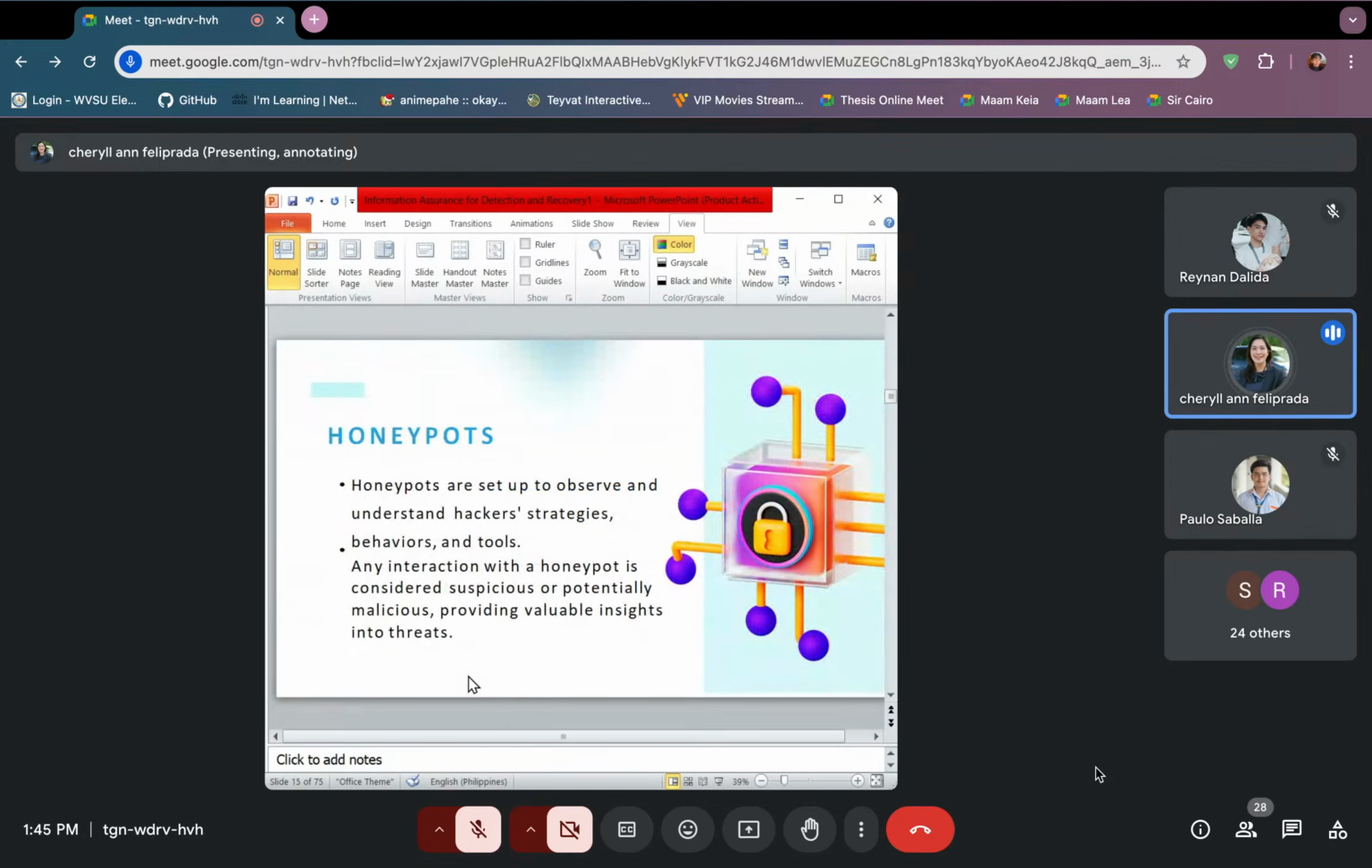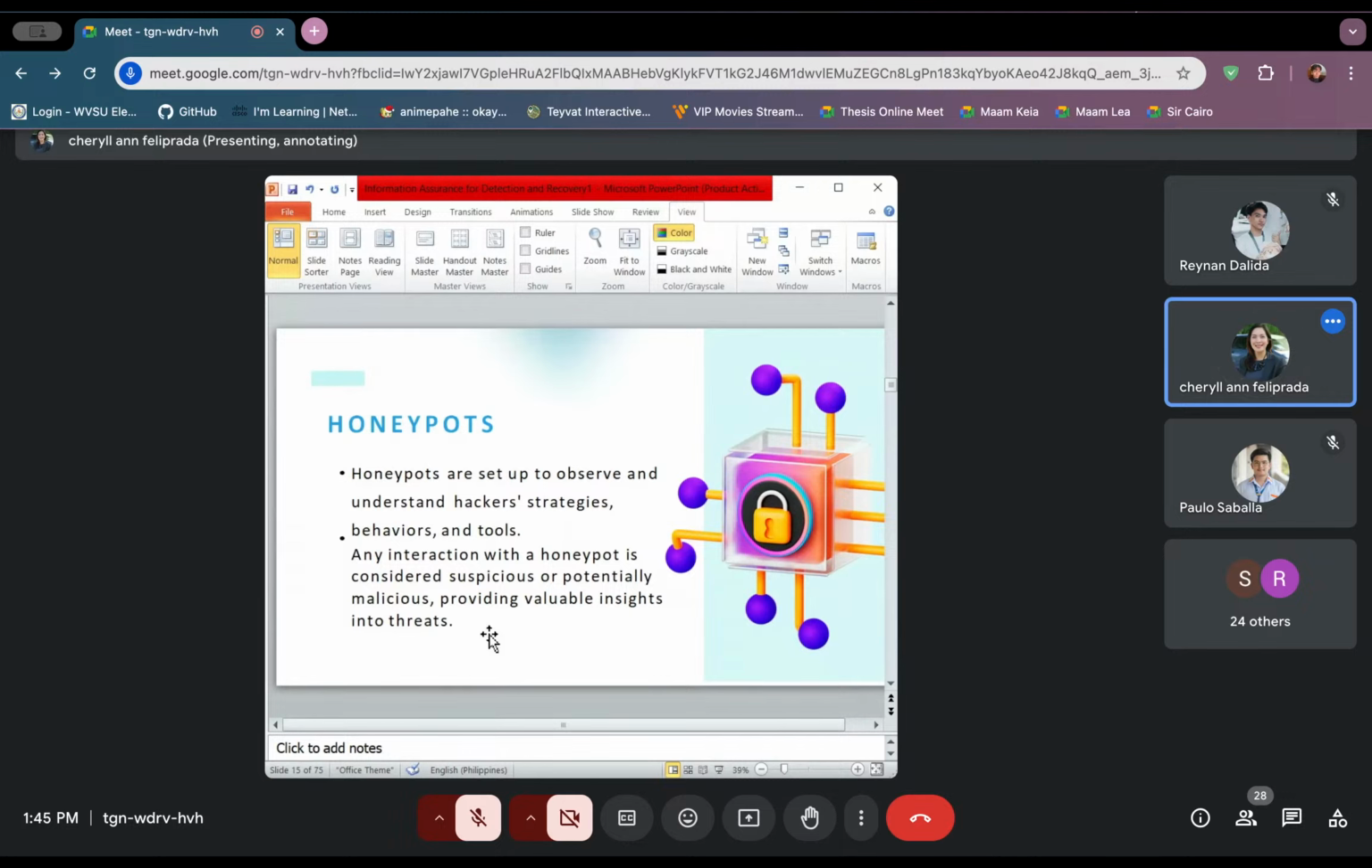Honeypots here are set up to observe and understand hackers' strategies. Later we will have a separate discussion on honeypots. So hacker strategies, behaviors, and tools. Any interaction with the honeypot is considered suspicious or potentially malicious, providing insights into vulnerabilities and threats.